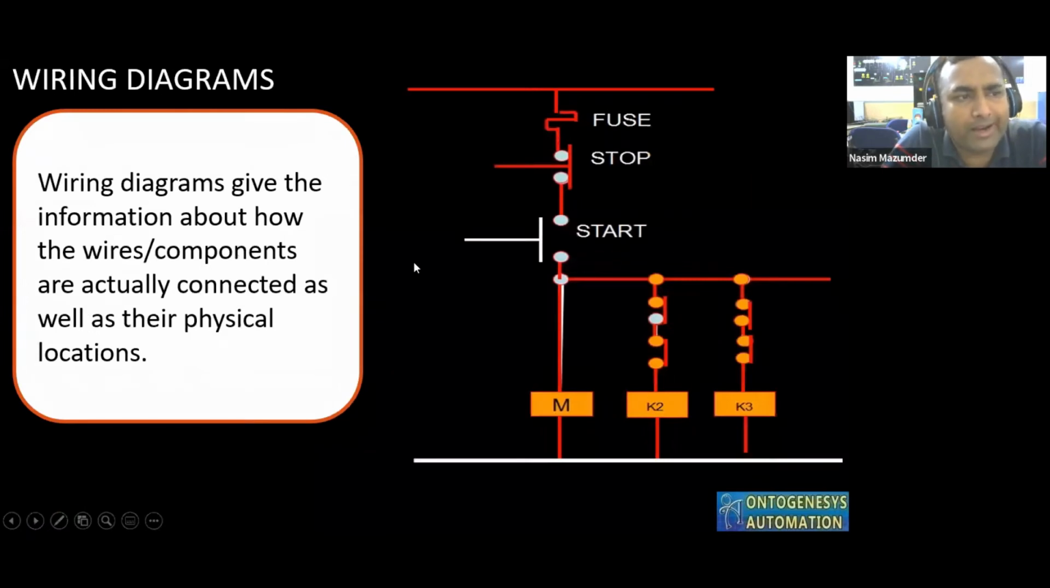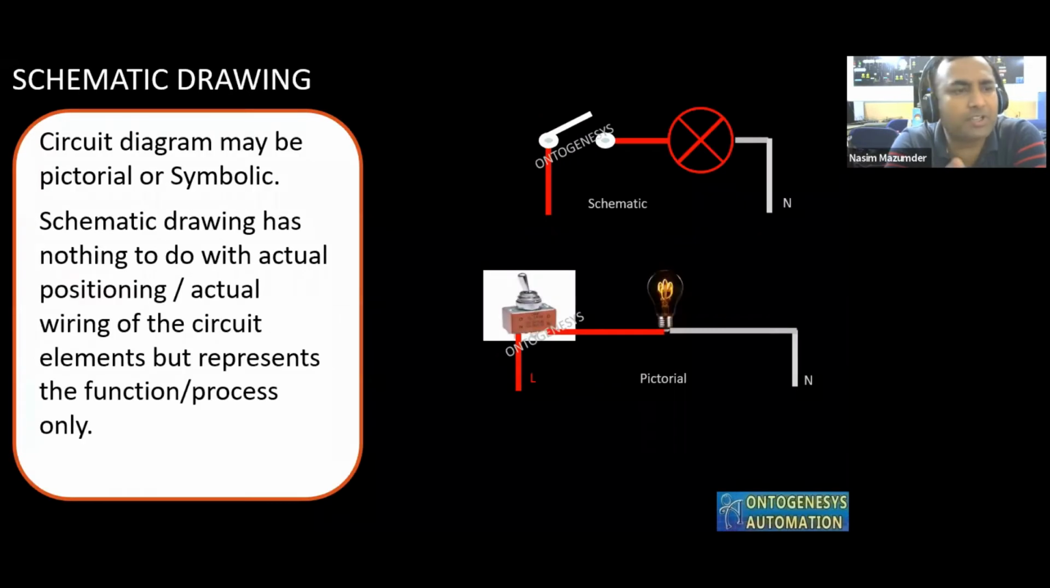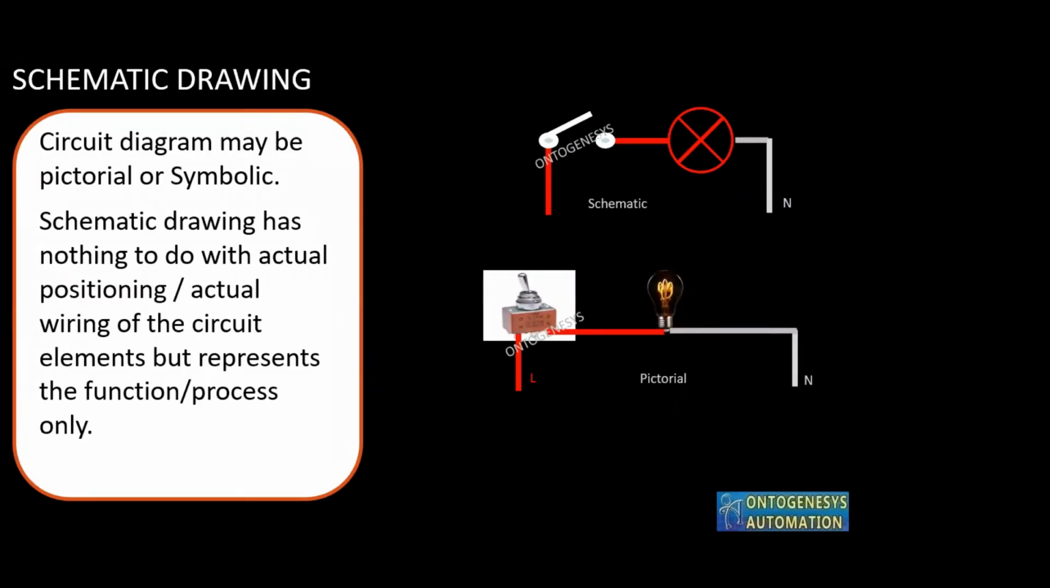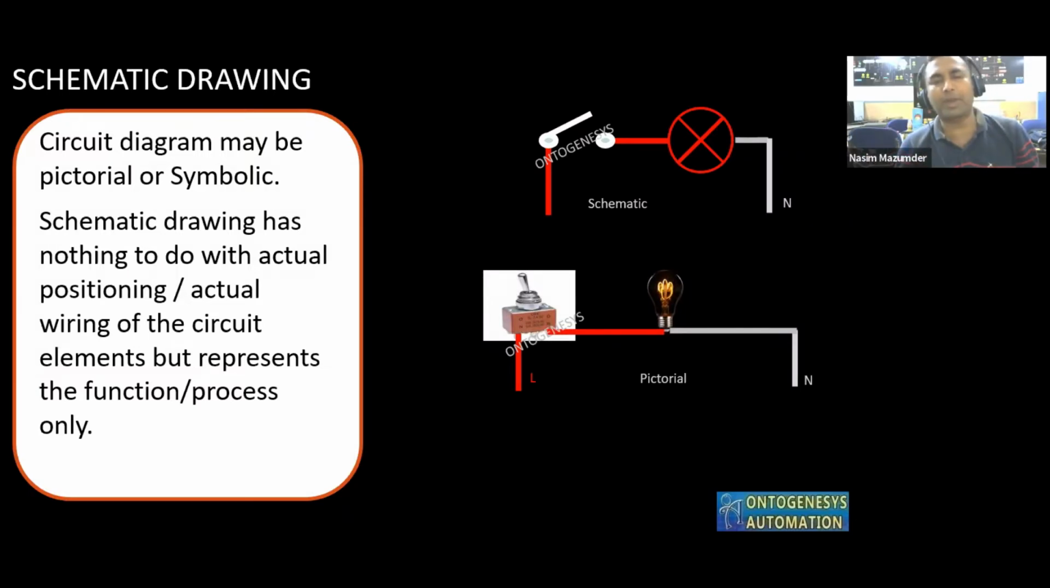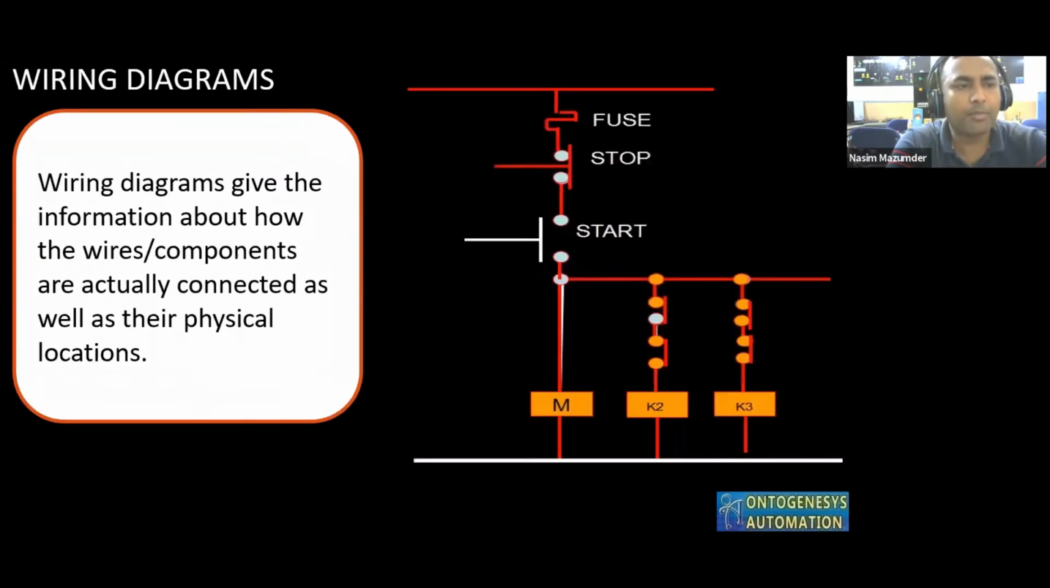Now what is your wiring diagram? Wiring diagram is also called your P2P, means point to point diagram, and it gives you the complete information. In case of your schematic diagram, you can get a brief idea about all the elements and what the circuit is for. But in your P2P diagram, you will get all the information regarding all the wires, cables, where they are being connected, from point to point. That is why we call it point to point diagram.